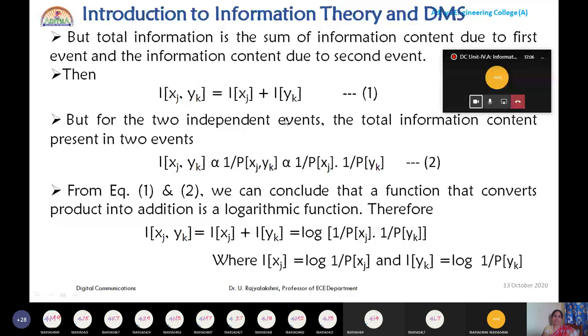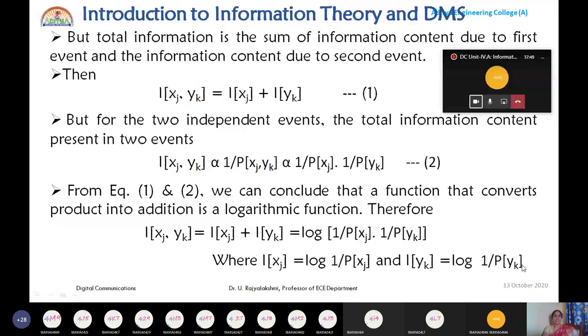So upon comparing equation 1 and 2, a function that converts product into addition is a logarithm function. Just this proportionality is replaced by log. So log of 1 by p of xj into 1 by p of yk. So it is like log x into y, which will be log x plus log y. Okay, so log of the first factor is log 1 by p of xj plus log 1 by p of yk. Upon equating that, I of xj will be log 1 by p of xj and I of yk will be log 1 by p of yk.